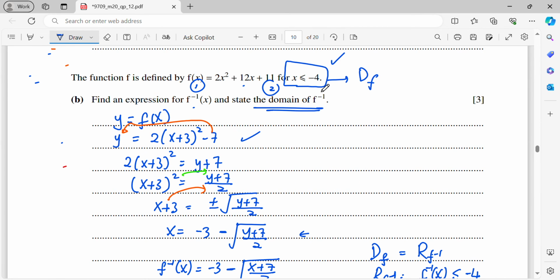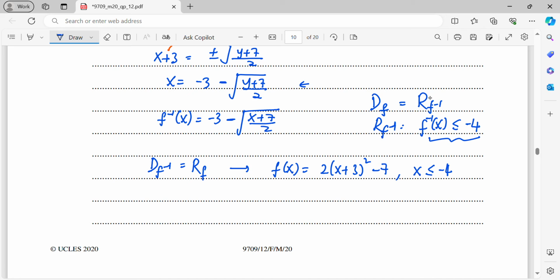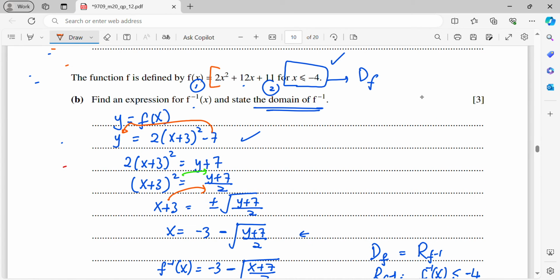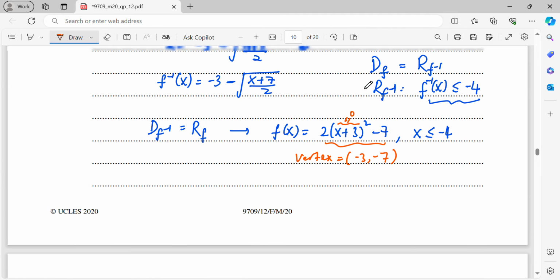From this expression, I will be getting a vertex. This vertex has coordinates (−3, −7). How do we get this −3? Just let the bracket be 0. When you look at the function here, this is positive x squared, which means the graph will have a minimum point because the coefficient of x squared is positive.